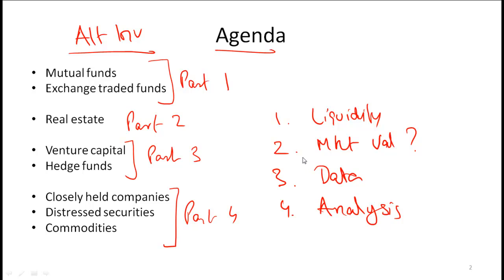Obviously at times there are exceptions. So for example, we might have some mutual funds that are very actively traded, or some exchange traded funds that are actively traded. So these points have exceptions, but as I said, in general they apply, and specifically they apply to most of these alternative investment categories.